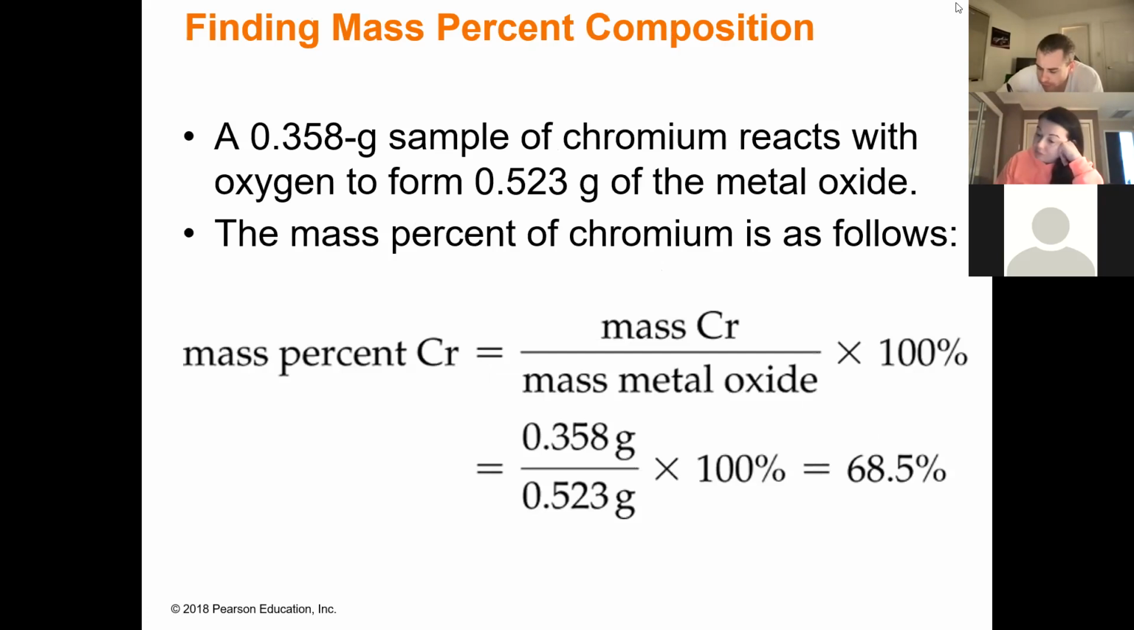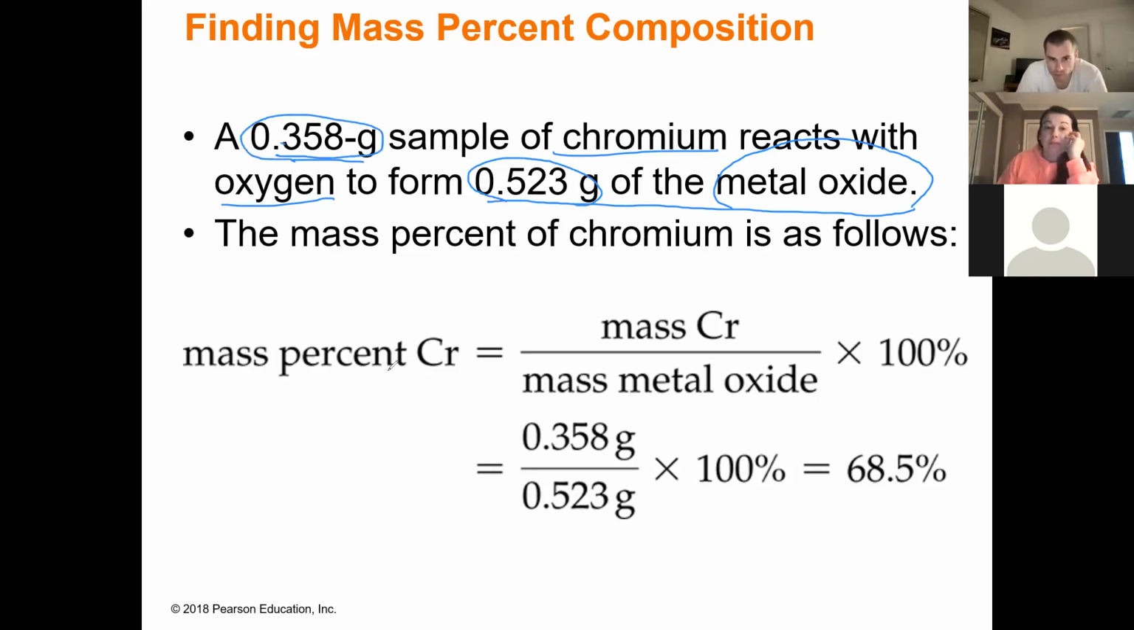So let's look at a problem here. I have a 0.358 gram sample of chromium, which reacts with oxygen to produce 0.523 grams of a metal oxide. When they say metal oxide, they're just saying, hey, it's the chromium mixed with the oxygen. And chromium has a varying charge, so we're not even getting into the charge. This is the total. This is the amount that's coming from the chromium.